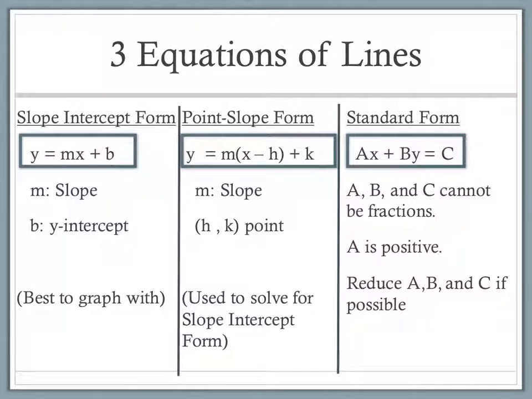Point-slope form we've talked about is y = m(x - h) + k, where m is the slope and the point is (h, k). This is going to be helpful when we're writing equations, and we can easily get from this equation to slope-intercept form. And standard form is when we have Ax + By = C. The big rules are that A, B, and C can't be fractions, and our A, the number in front of the x, has to be positive. And if we can reduce A, B, and C, we do that as well.